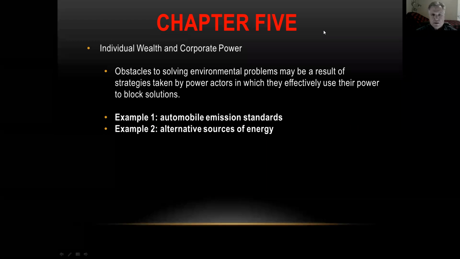And another example is looking at our sources of energy use. So many people believe that we should be investing in alternative sources of energy, like solar power and the use of wind turbines and some other things. But we continue to predominantly rely on those sources that are based on the use of fossil fuels that generate carbon dioxide and lead to global warming and other problems.